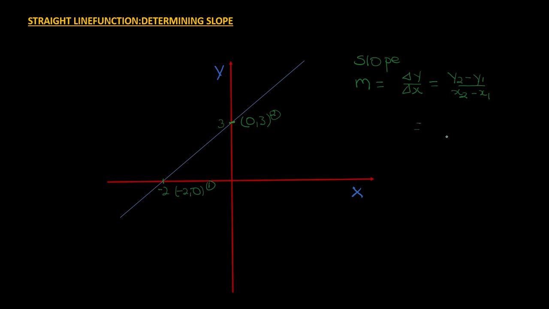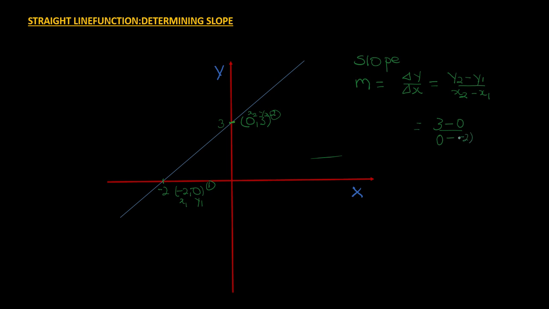The rest is really just substitution. So this will be x2, that is y2. This is x1, that will be y1. Where is the value of y2? It's here, it's 3. 3 subtract y1 here, and it's 0. We divide, then we have x2, which is 0, subtract x1, which is minus 2.